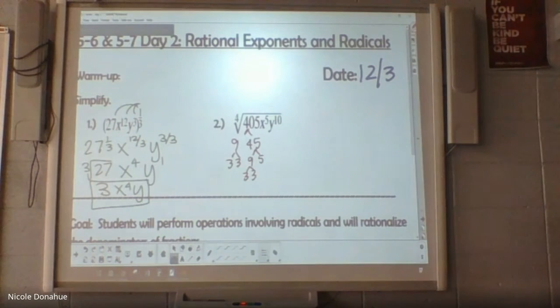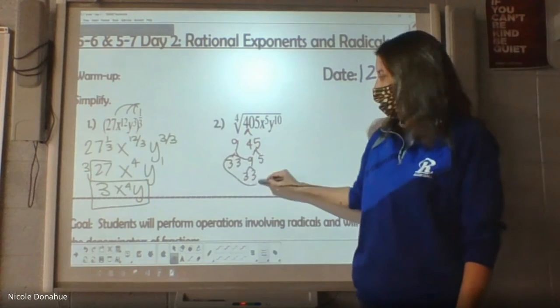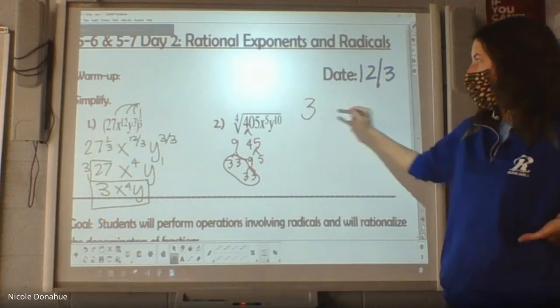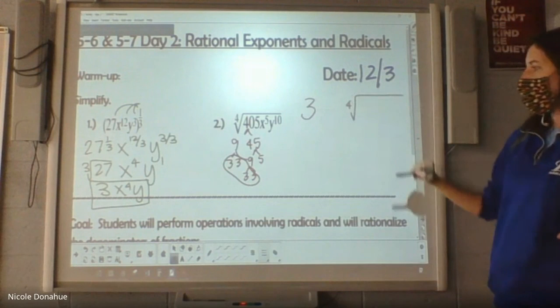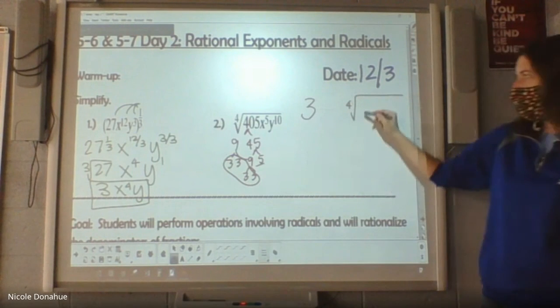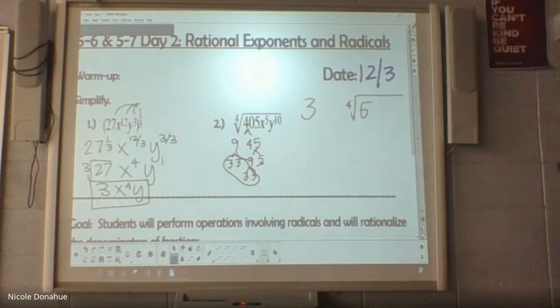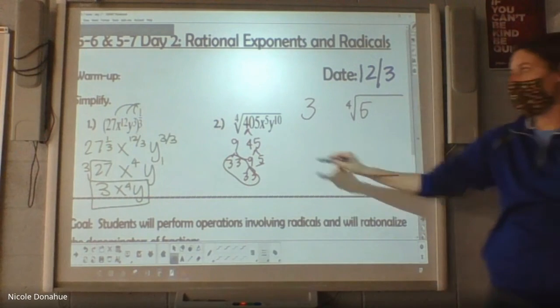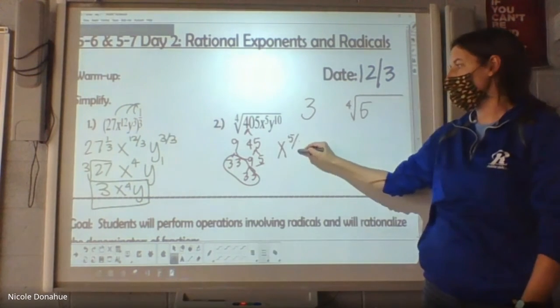Okay, so, what are we thankful for? All right, so yep, there's 4 3s, so I can pull the 3 out. And then there's a 5 left inside. Then I have x to the 5/4 power.